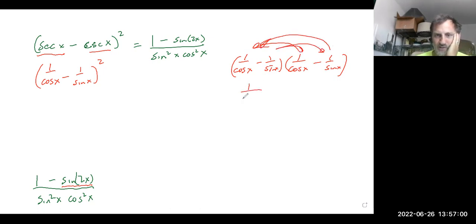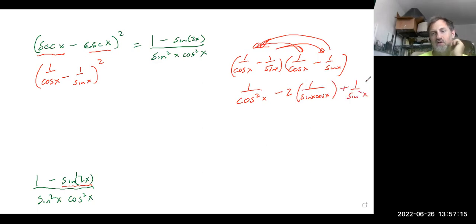So I got 1 over cosine squared x, minus 2 of 1 over sine x cosine x, and then plus 1 over sine squared x. Okay, don't fall for, oops, that's sine squared, not sine x. Don't fall for the fact that cosine squared and sine squared add up to 1. That's fine, but they're in the denominator. I have to get a common denominator to add them.